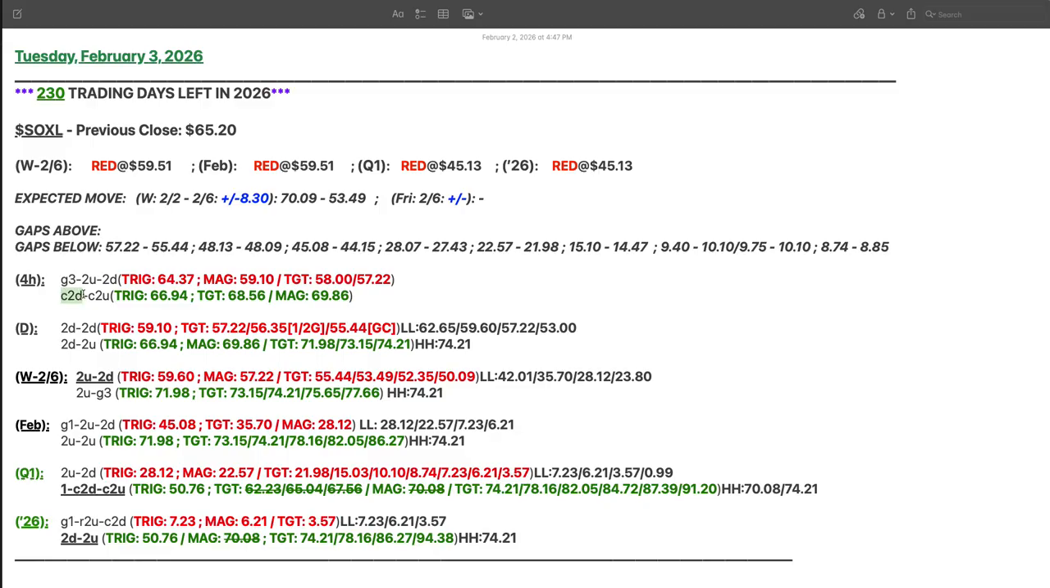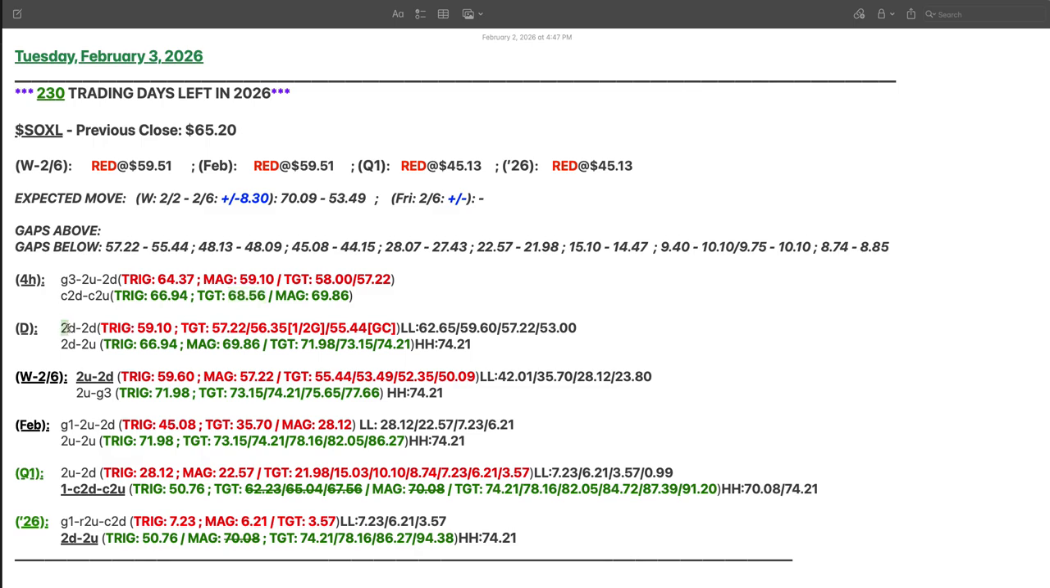To the upside, if we do trigger, that triggers a combo 2 down, combo 2 up at 66.94. Magnitude of that move is 69.86, but we are in the face of a 1-hour downtrend, possibly setting a 4-hour downtrend or a lower high to start a 4-hour downtrend. So we do have an intermediate target of 68.56 where price could either stall out or possibly even turn around. So that's what we've got from the 4-hour perspective.